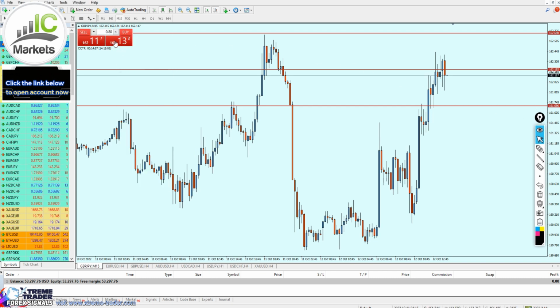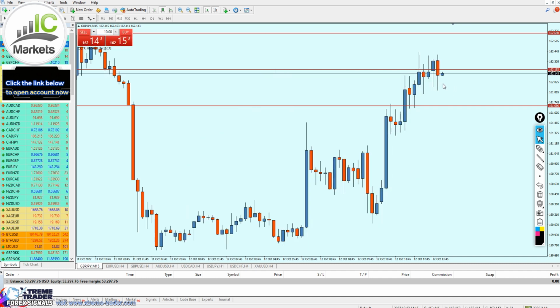Let me just think. Okay, since we are on the $50,000 account, let me just make it 10 lot size. Let's play around. All right, so as you can see, the market is approaching the level where I want to place the sell order. I'm just waiting for this candle.